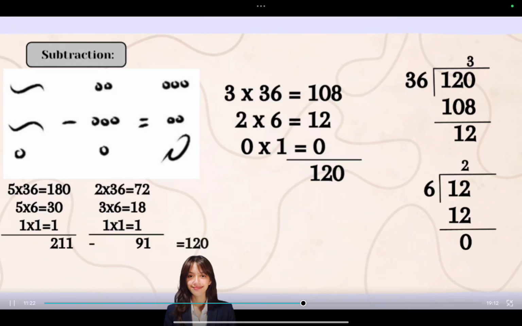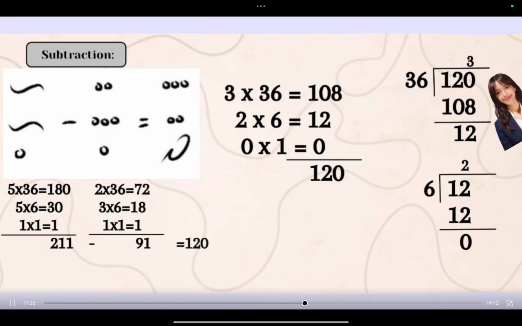Next, we will convert 120 back to base 6. 120 divided by 36 is equal to 3, remainder 12. Now 12 divided by 6 is equal to 2, remainder 0.